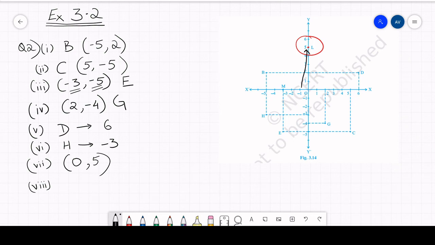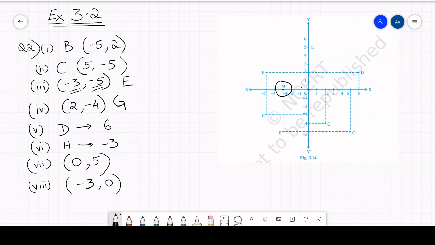The eighth part is asking us to find the coordinates of the point M. This is where point M is located, and point M will have an x coordinate of -3. It's 3 units to the left of the y-axis, and it will have a y coordinate of 0, since it is right on top of the x-axis. So -3, 0 will be the solution to the eighth part.